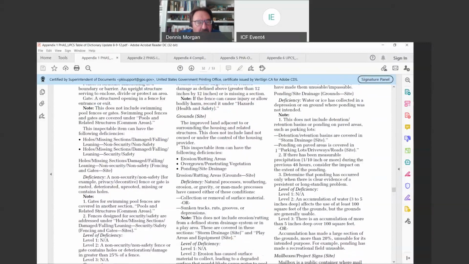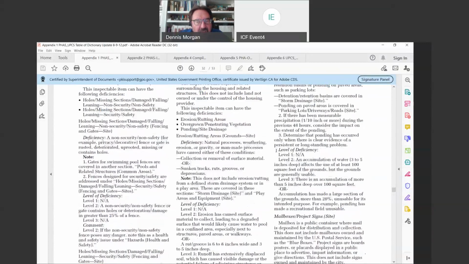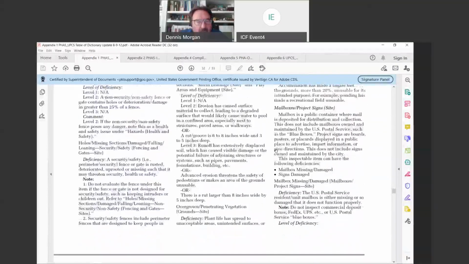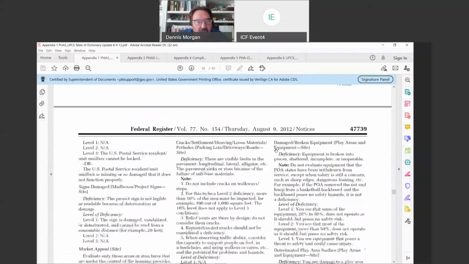This I want to get into the hands of the staff so they understand these dimensions. They understand these requirements. They understand the water and accumulation of water, whether it's ponding, and what impact it's going to have on the score as well.